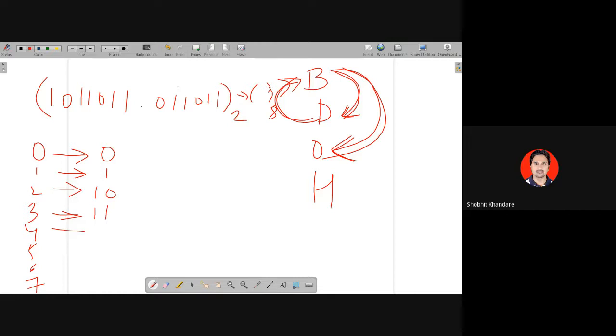Similarly for 4, how many bits are required? Three. Which are these 3 bits? 100. For 5, it is 101. For 6, it is 110. For 7, it is 111. Do you agree with this?